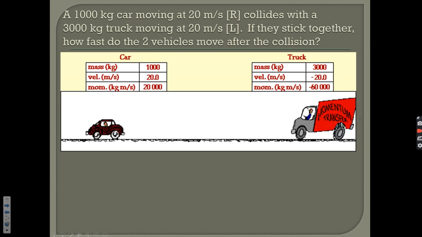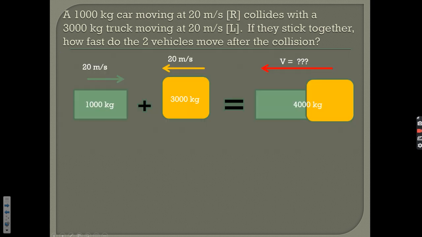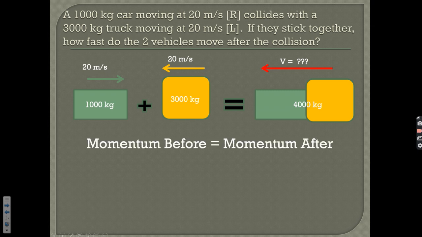We want to know if they stick together, how fast do the two vehicles move after the collision? So we can draw this as a free body diagram with the car in green and the truck in yellow. We know eventually they're going to end up moving left, but we're not sure what that final velocity is. However, we do know when they stick together, the final mass will be 4,000 kilograms. So we know momentum before is equal to momentum after. So we end up with this equation.